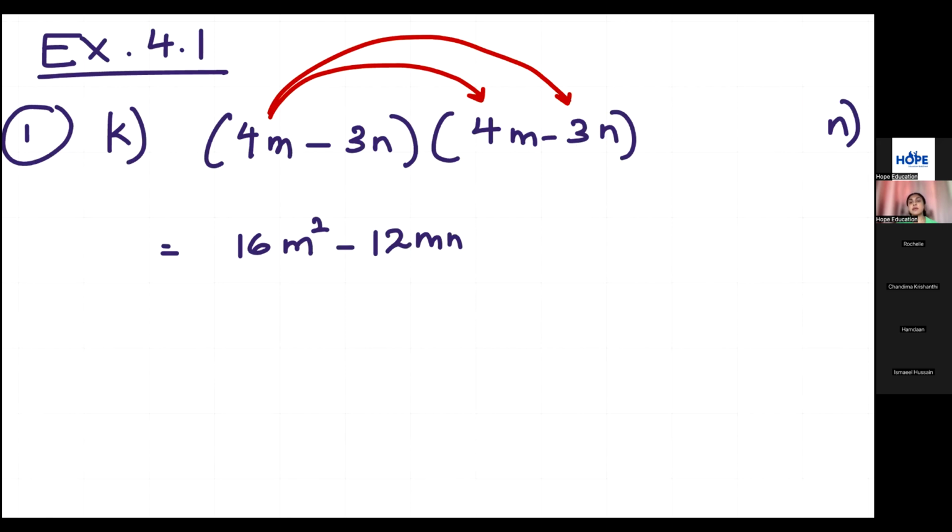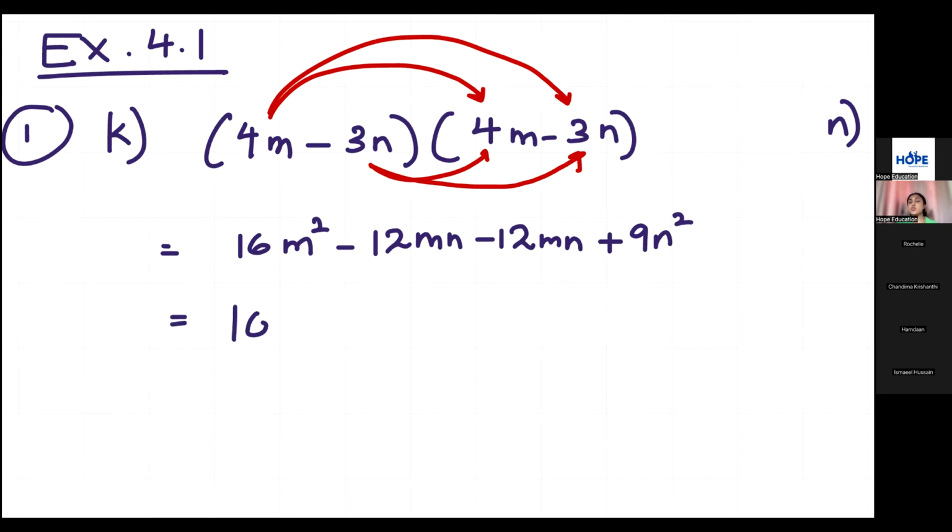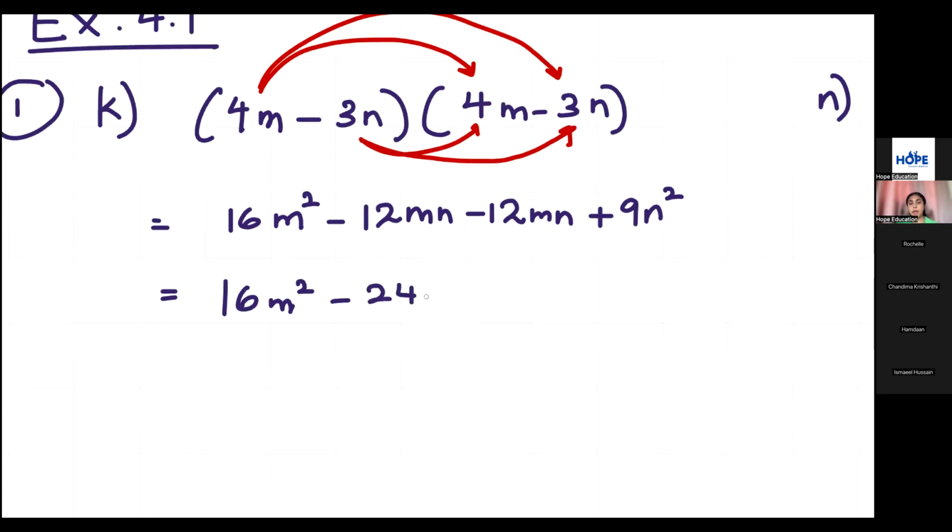Then minus 3n times plus 4m. 3 times 4 is still 12, no? 3 times 4 is 12. n times m is mn. Minus times plus is minus. Then minus 3n multiplied by minus 3n. 3 times 3 is 9. n times n is n squared. Minus times minus is plus. So 16m squared minus 12mn minus 12mn means minus 24mn plus 9n squared.